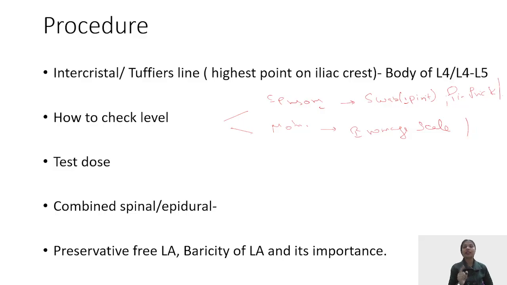We have a sensory and a motor. Sensory check is done via your swab, that is your spirit swab, whereas pinprick sensation is checked for checking the dermatome level, the highest level. Second, motor checked by Bromage scale. Clear? Then we have a test dose. Test dose is generally used in epidural anesthesia.